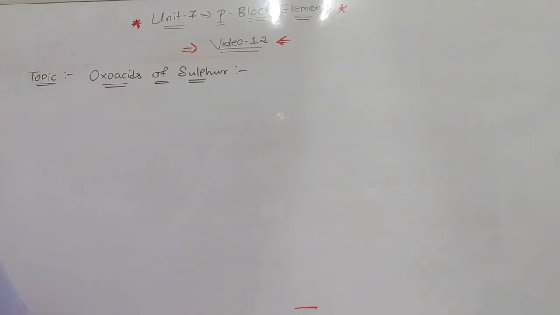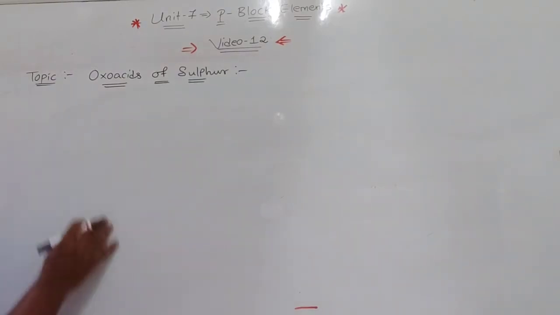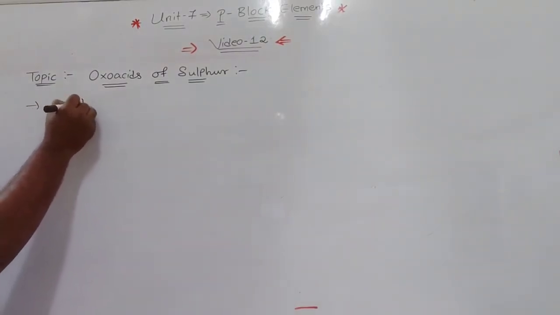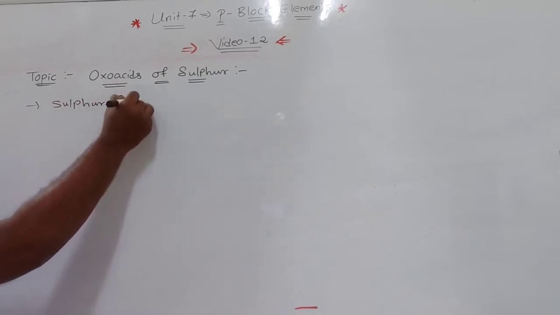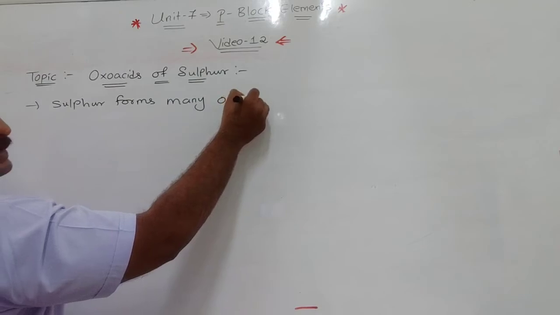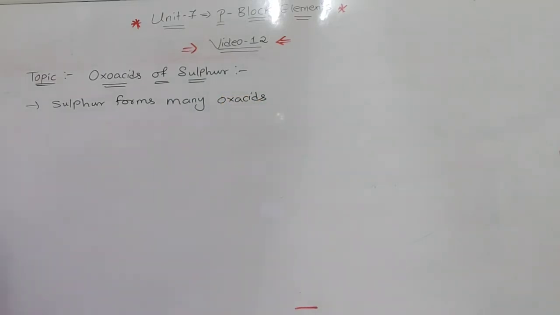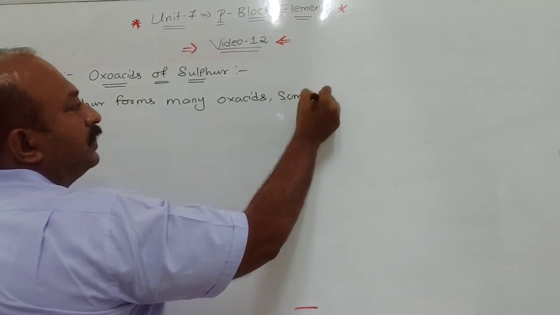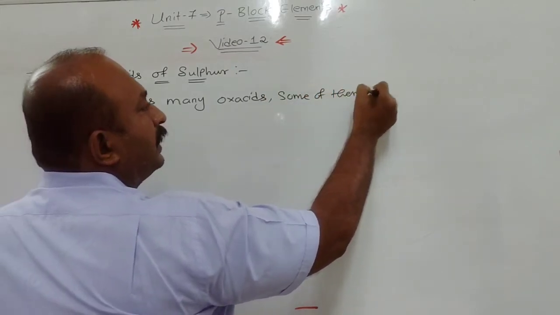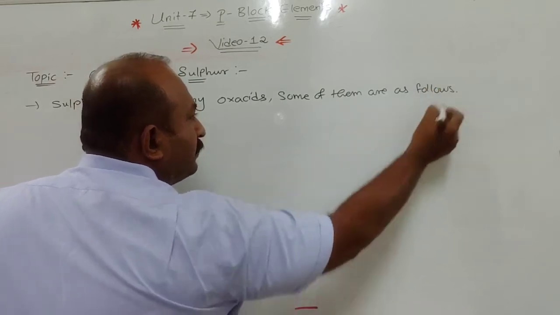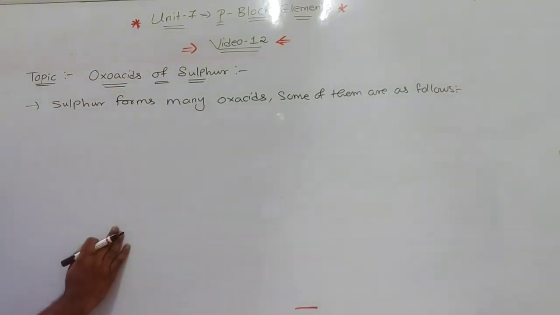Now, in your book, the first thing we can write here as a note is: sulfur forms many oxoacids. Some of them are as follows. This question can be asked for 2 to 3 marks.